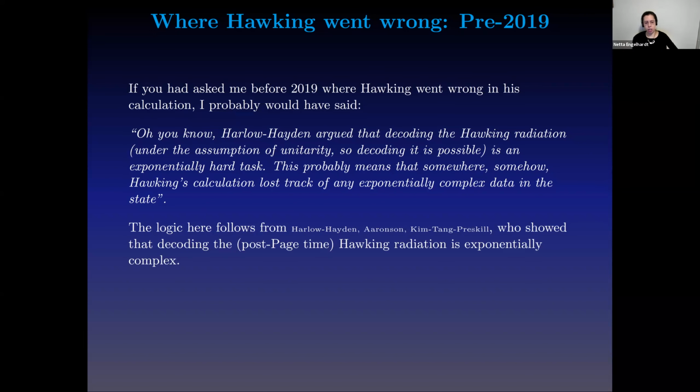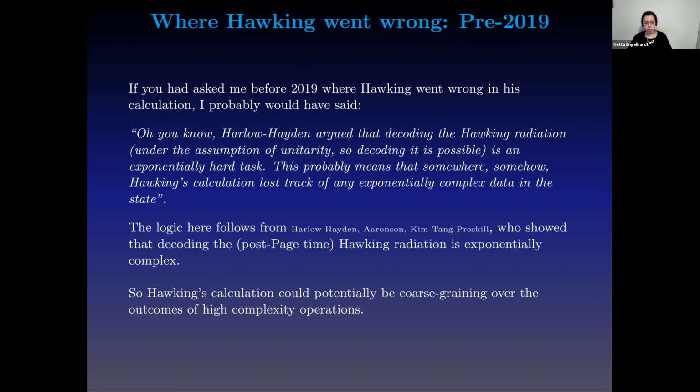And again, the logic here follows from work initially by Harlow and Hayden, but followed up and elucidated further by Aaronson and most recently by Kim, Tang, and Preskill. Decoding the post-Page time Hawking radiation is exponentially complex in the entropy of the black hole. So potentially, Hawking's calculation could be coarse graining over the outcomes of high complexity operations. This is one possibility. It's very consistent with what we know about decoding the Hawking radiation.